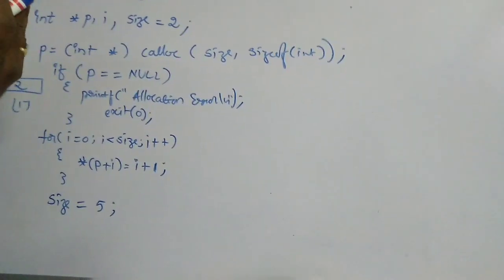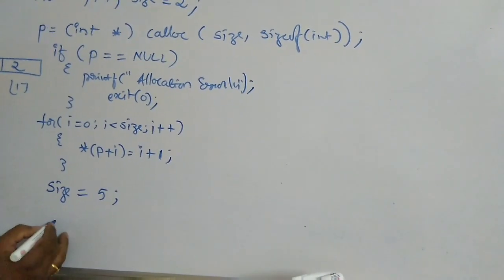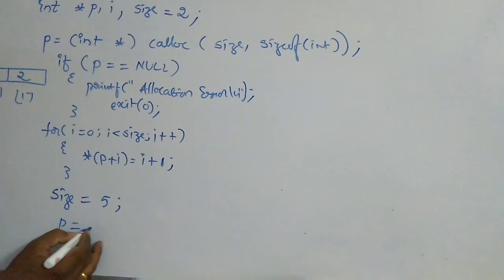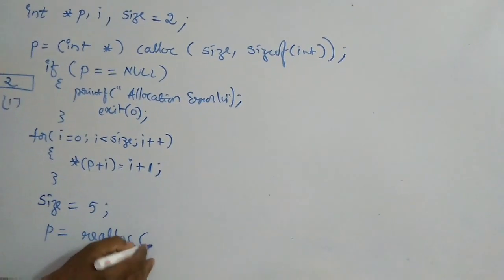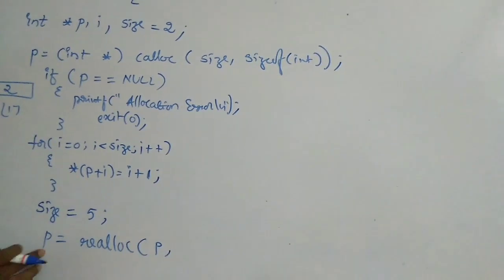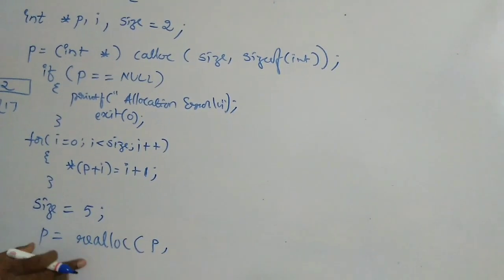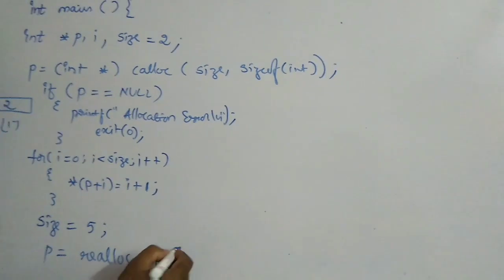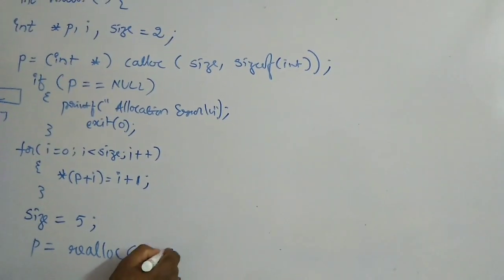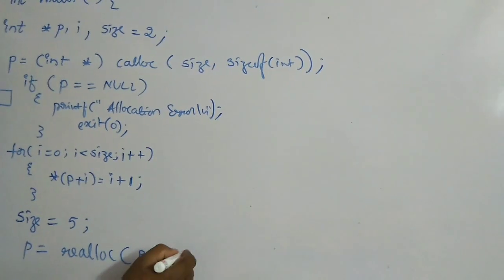So with the syntax, you have to write pointer name is equals to realloc, again the same pointer name. So here and here you have to write both pointers. Same pointer, that is p. So p, and my new size is the size value, that is 5.